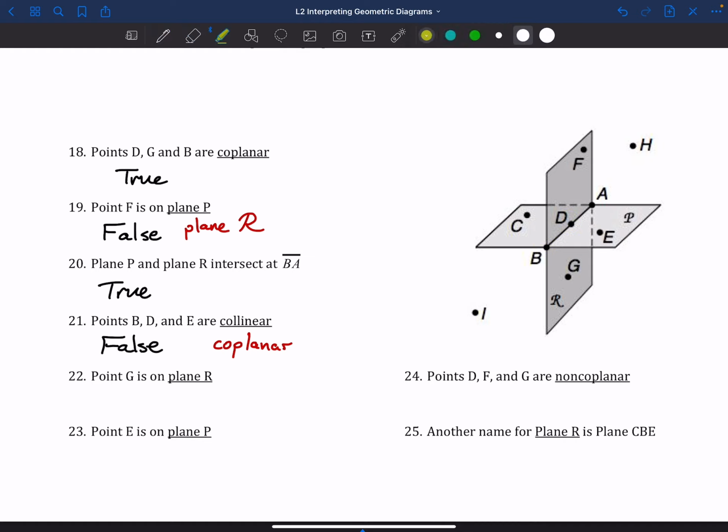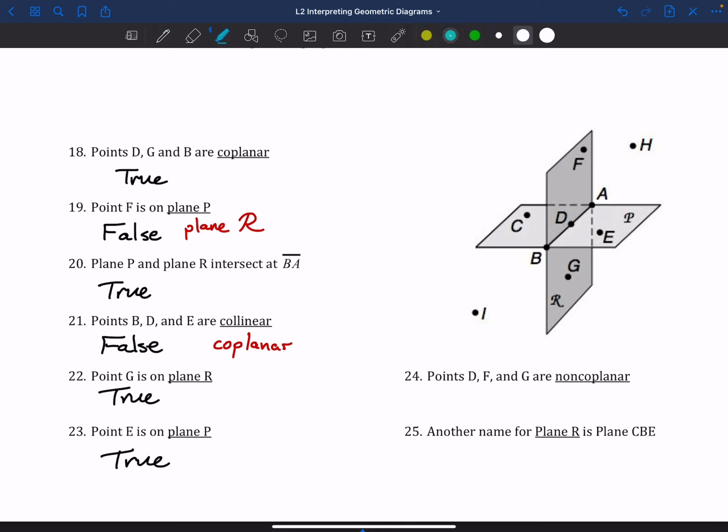For 22, it's saying that point G is on plane R. That one sure seems like it to me. Point G is just hanging out on plane R right there, so we just say that's true, and we move right along. Next, point E is on plane P. Sure is, right? Point E, plane P. Cool. Again, another one where it is true, and then we move along, not too bad.